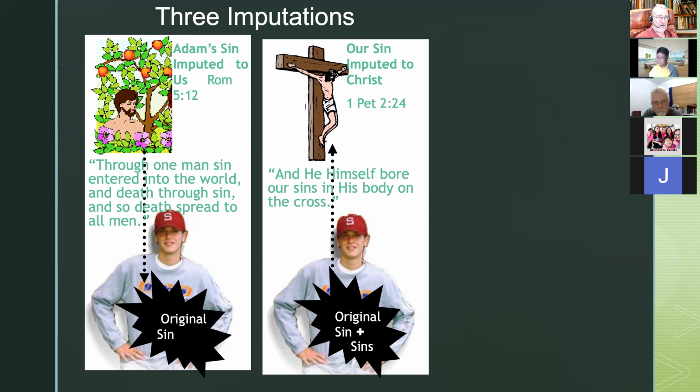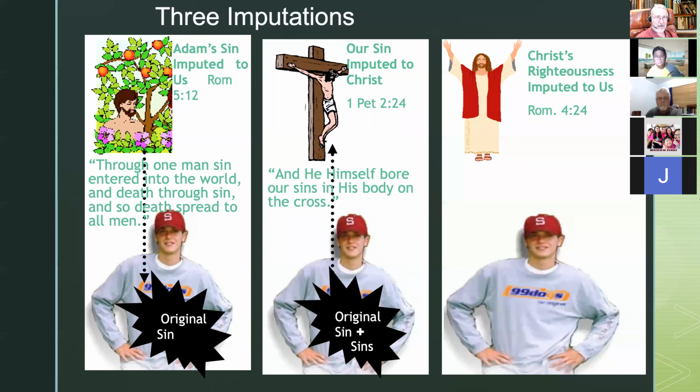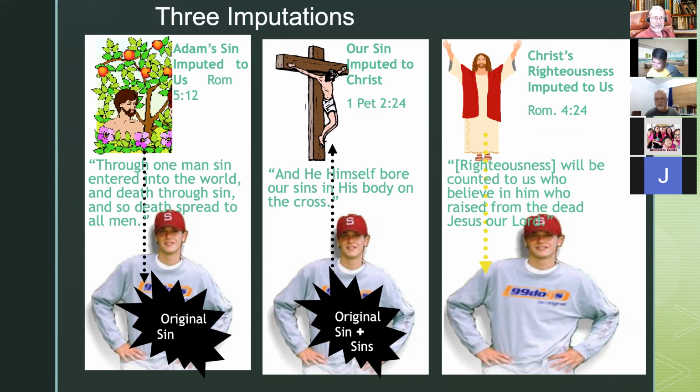He himself bore our sins in his body. The atonement is a taking of the sins themselves. And Christ's righteousness is then imputed to us. So we see arrows down, arrows up, arrows down. Righteousness will be counted to us who believe in him who raised from the dead Jesus our Lord. Okay, imputation, fairly important word, used a lot of times in the New Testament, particularly with reference to our salvation.